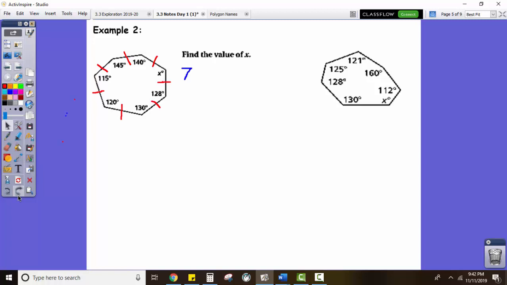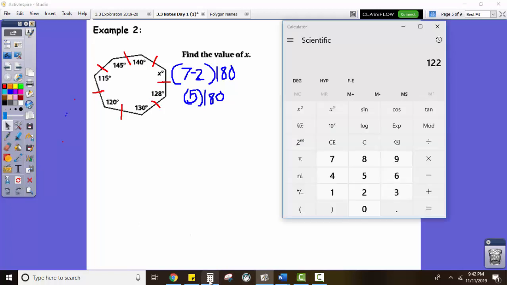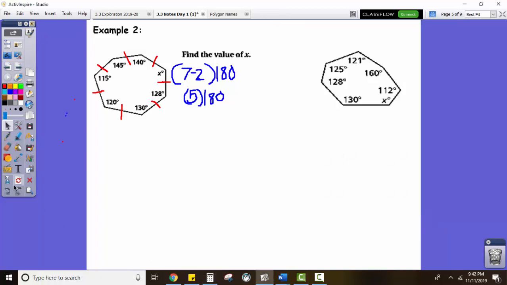So my shortcut is to use my equation: 7 minus 2, multiply it by 180 degrees. 7 minus 2 is 5. And when I do 5 times 180, I get 900 degrees. So there should be 900 total degrees in this 7-sided figure here.